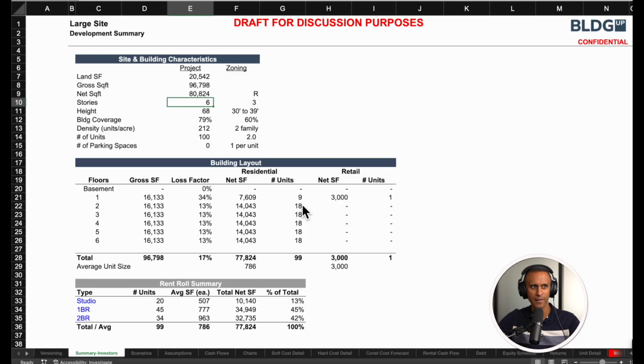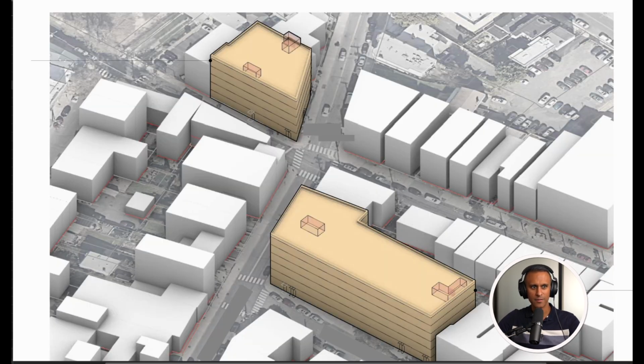When we looked at this lot initially, this 20,000 square foot lot, we see that it's in an area that is zoned 1 and 2 family residential. But here we are proposing a multifamily project, which is different than the zoning. That means we're asking for variances, which may or may not be granted.